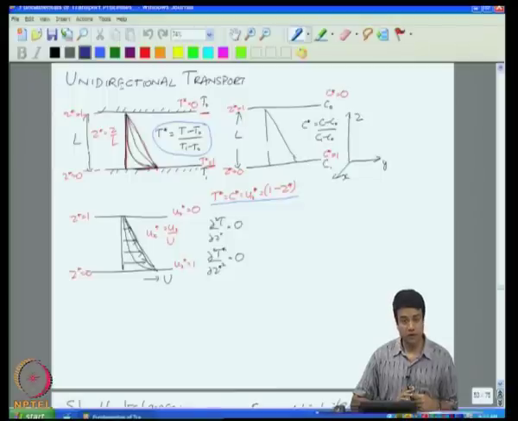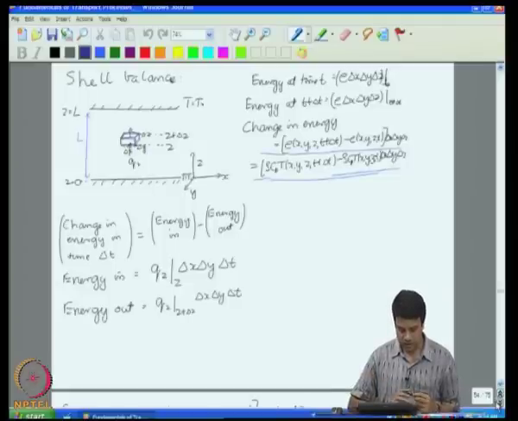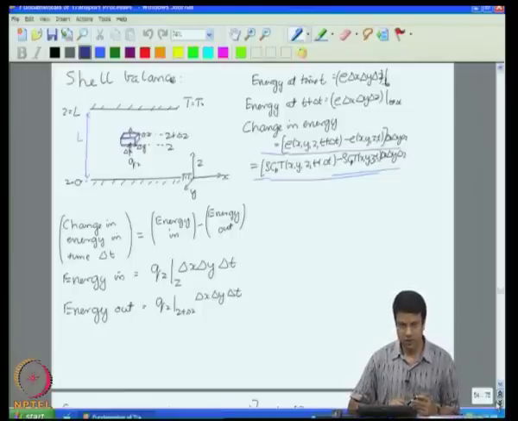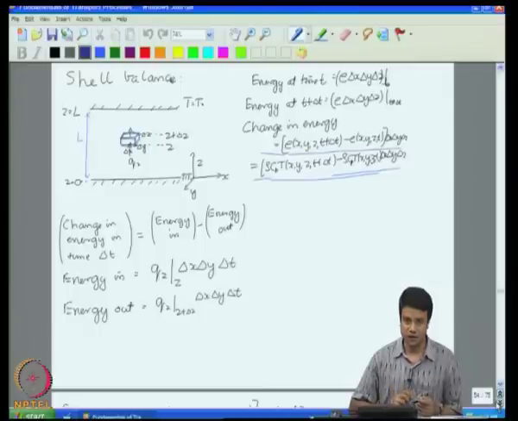I will go through the derivation of the transport equations once again, because there are some additional things that we will need as we go along in this lecture, which were not covered previously for simplicity. So, the basic shell balance equation was change in energy in a time delta t is equal to energy in within that time minus energy out within that same time delta t. This equation is valid so long as there is no production or dissipation of energy within this differential volume.